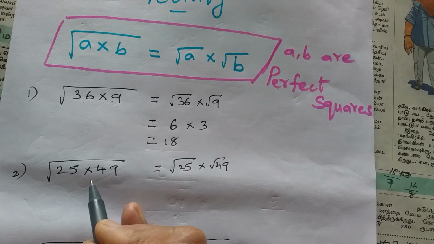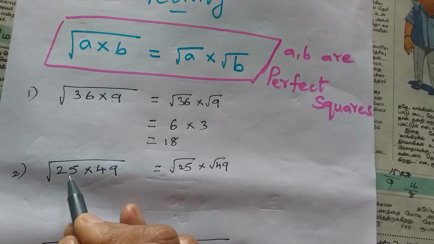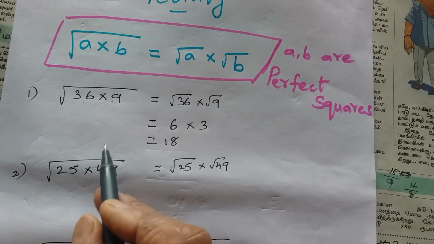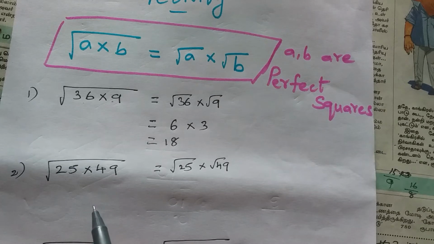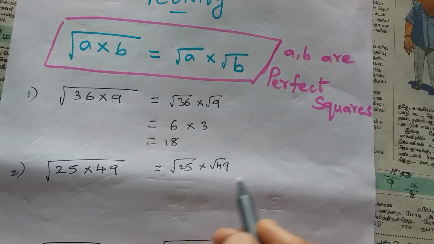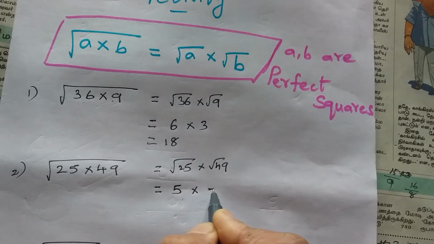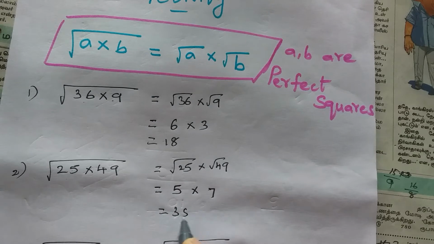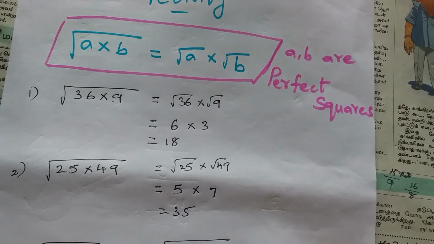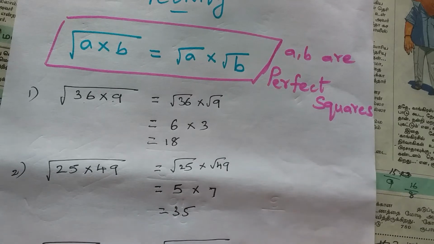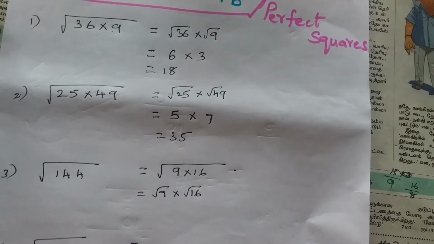It is only for multiplication, not for addition and subtraction. If the operation between these two numbers is addition or subtraction, it is not true. This property is true only when there is multiplication and division. So for 25 into 49, what is the root of 25? It is 5. Square root of 49 is 7. 5 sevens are 35. See, so easily, even before we could multiply 25 and 49, we can find the root. So this is how the property works. Next is 144.